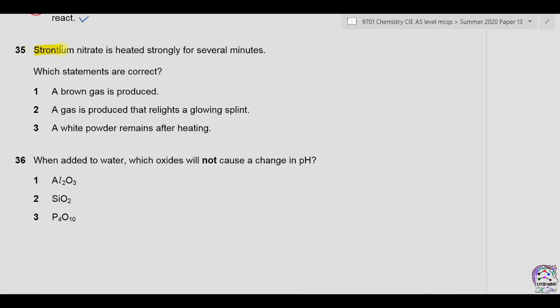Question 35. Strontium nitrate is heated strongly for several minutes. Which statements are correct? Let's write the chemical equation for the decomposition of strontium nitrate. We have Sr(NO3)2 converts into strontium oxide, nitrogen dioxide, and oxygen gas. Part 1 says a brown gas is produced. Now NO2 is the brown gas. So this option is correct.